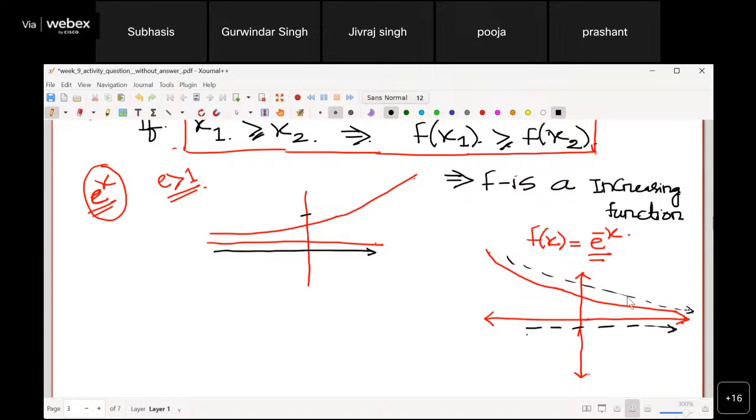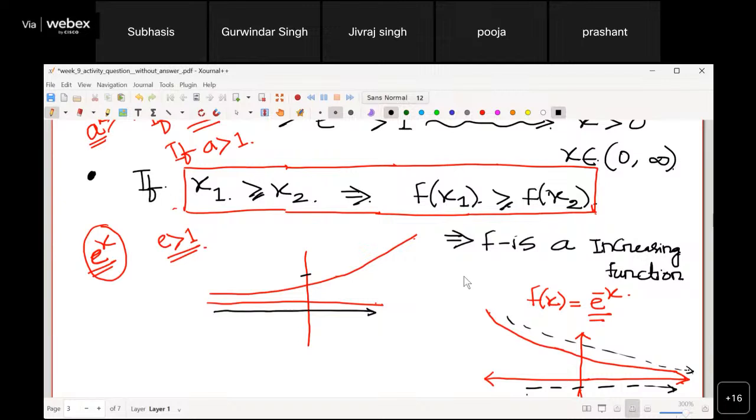But again, we are not concerned about this function. We want the other function, which is the increasing function, e to the power x.